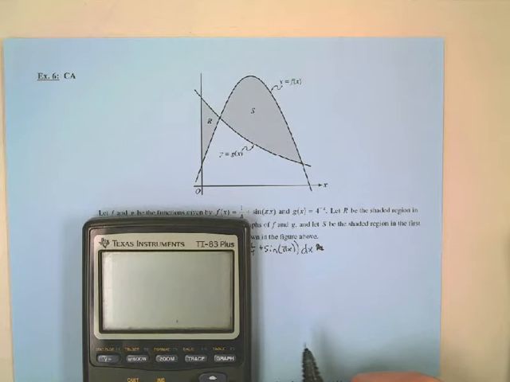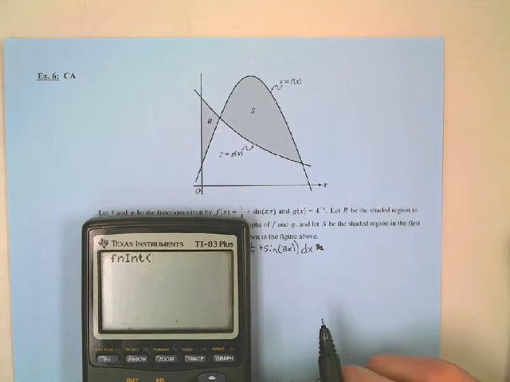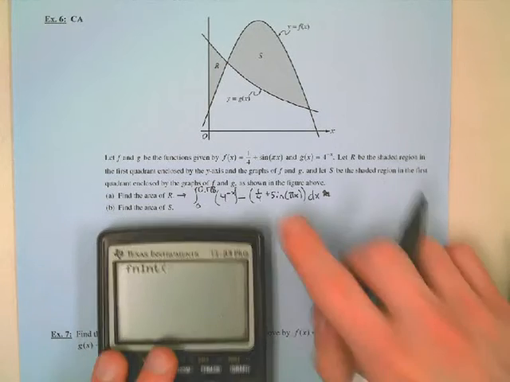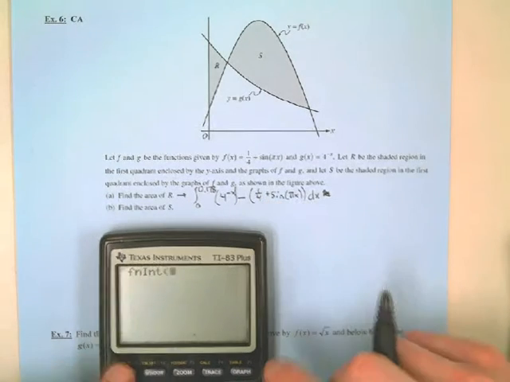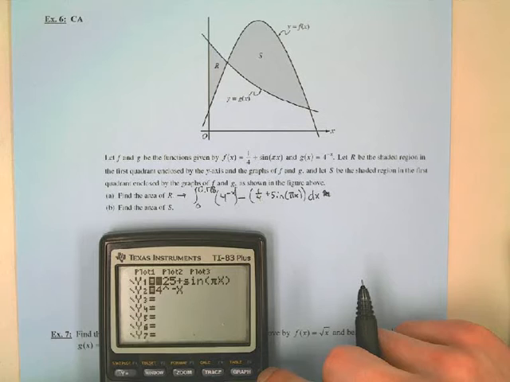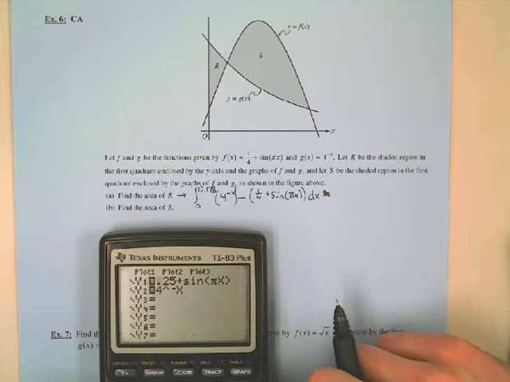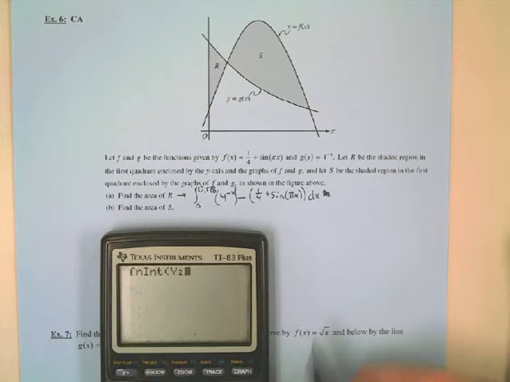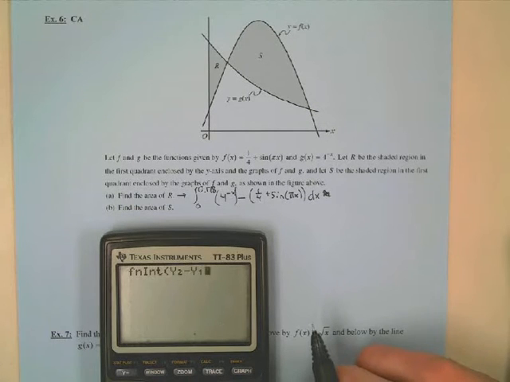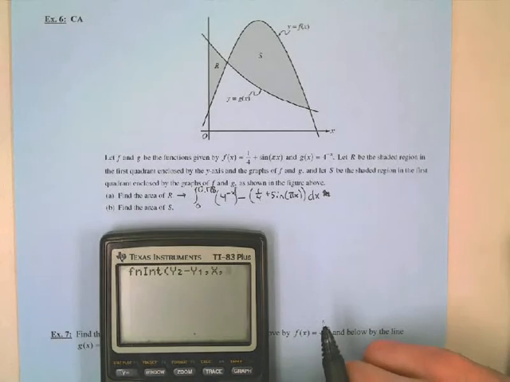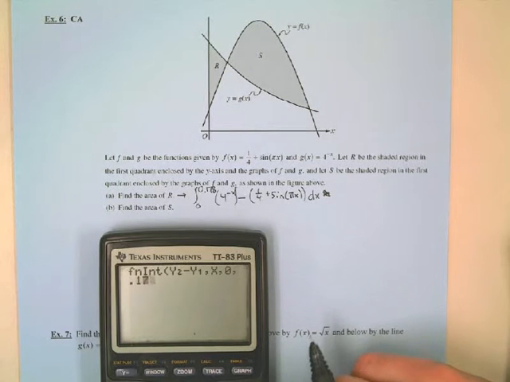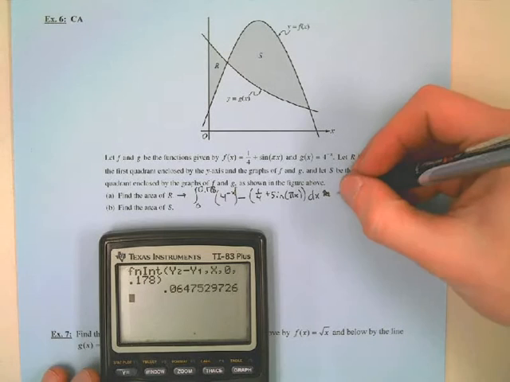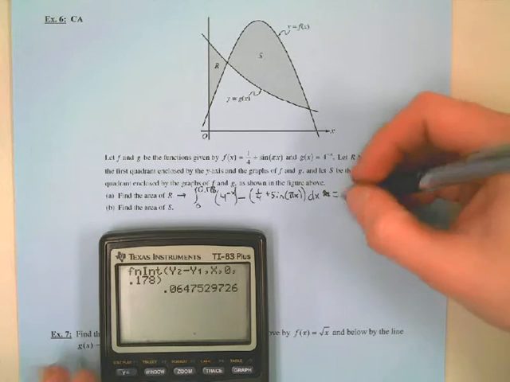So, MATH 9, that gives the fnInt, right? And I don't need to retype these curves in, because they're already typed in my y1 and y2. There they are. So I'm going to go ahead and use the Y-vars function. It should be y2, though, minus Y-vars function y1, with respect to x, from 0 to 0.178. Voila. So again, you can put an equal sign. I think that's fine.